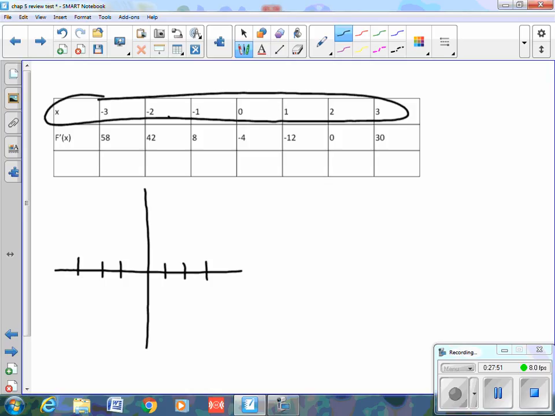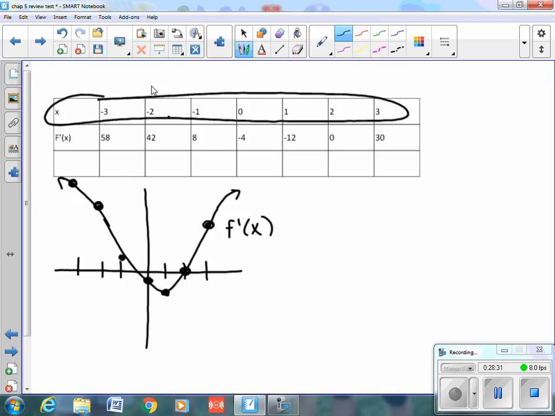I'm just going to ballpark it here. I'm going to go on -3 and up 58. Let's just pretend that's -3, 58. -2, 48 is a little bit below it. -1, 8 is really way below it. 0, -4 is about right here. 1, -12 is about right here. 2, 0 is about right there. And 3, 30 is about right there. I just ballpark figured where my y values are. I just want an idea of what the graph looks like. So I'm just going to connect my points, and at least I know that this stands for f prime of x.